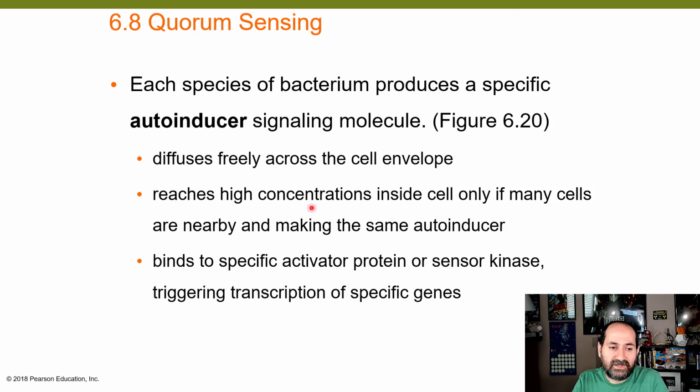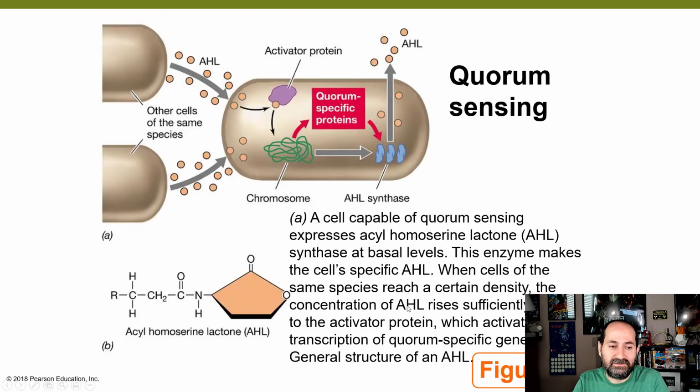Once this molecule reaches a high enough concentration inside the cell, again, this is only if many other cells are nearby making the same autoinducer, this can trigger binding to specific activator proteins or sensor kinases, triggering transcription of specific genes. Isn't that cool? So take a look here. Here's a bacterium which is producing the autoinducer. It's called AHL, Acyl Homoserine Lactone, AHL. The bacterium is producing the autoinducer AHL.